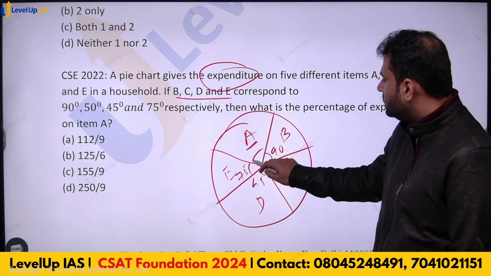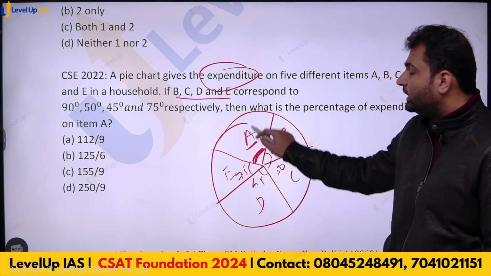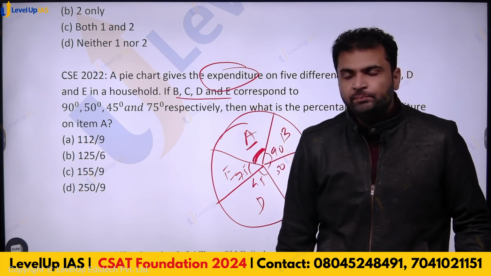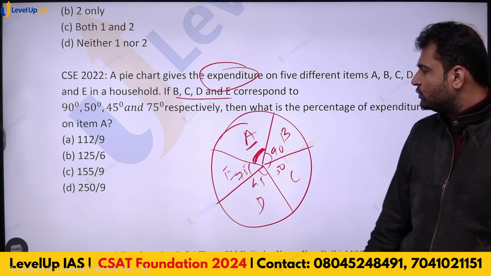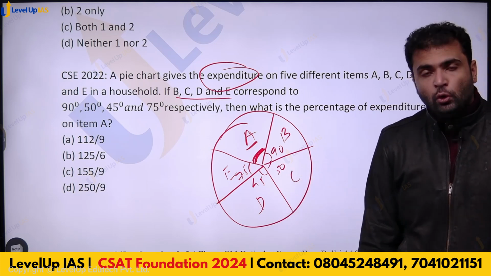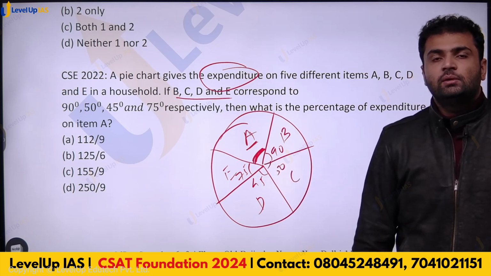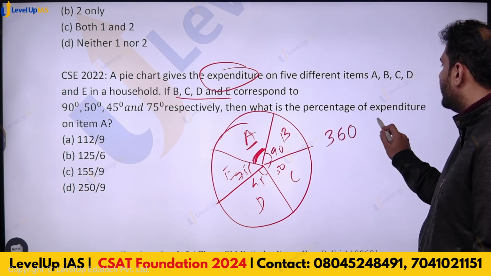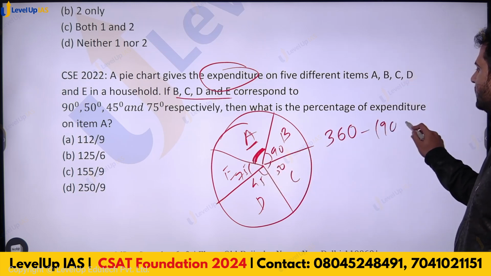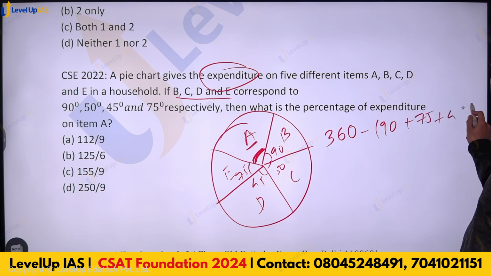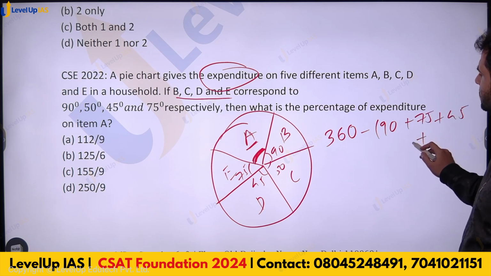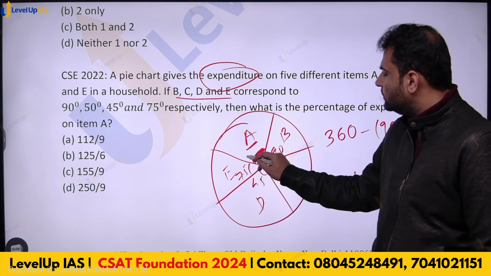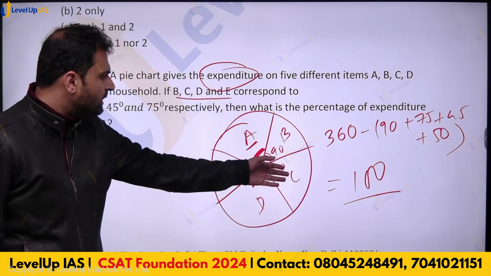If we find out this angle that corresponds to expenditure on A, then we can find out the percentage very easily. And to find out the angle that corresponds to A, we simply need to know that the total angle or complete angle subtended at the point is always 360 degrees. So this angle is 360 minus the sum of all the 4 angles: 90 plus 75 plus 45 plus 50. It comes out as 100. So the angle that corresponds to A is 100 degrees.